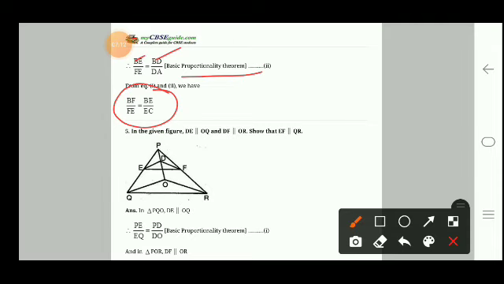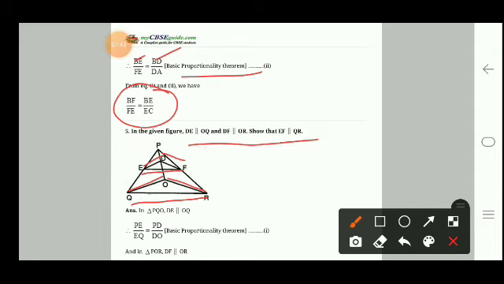Now moving towards question number 5. In the given figure, DE is parallel to OQ and DF is parallel to OR. Show that EF is parallel to QR. So this we have to show. What is given here? As we can see in this figure, DE is parallel to OQ. Then we have DF parallel to OR. And then we have EF, which we must show is parallel to QR.